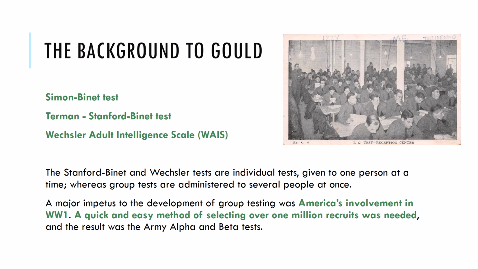In 1904, Binet and Simon were commissioned by the French government to devise a test that would identify children who wouldn't benefit from ordinary schooling because they had inferior intelligence. The result of this was the Simon-Binet test in 1905, and that's generally accepted as the first intelligence test.